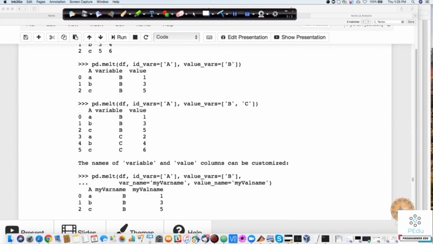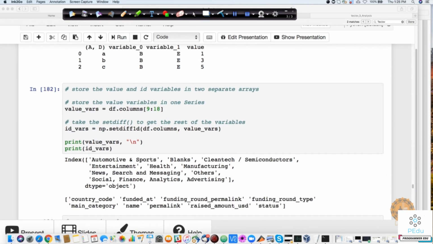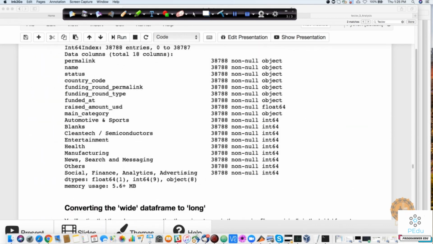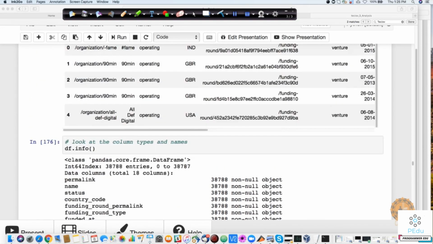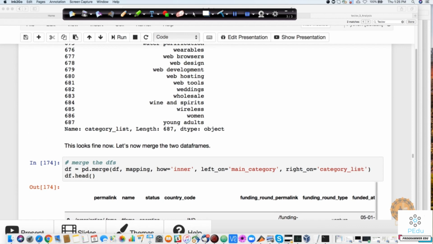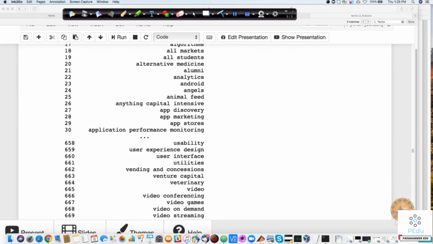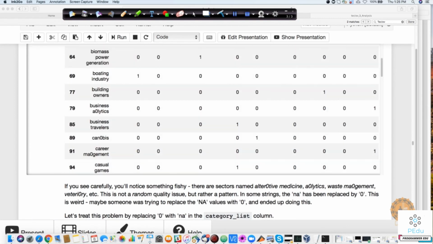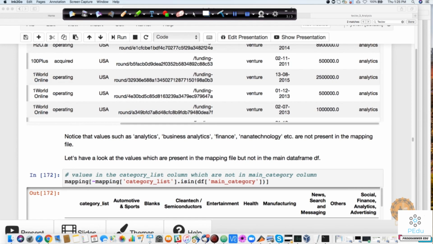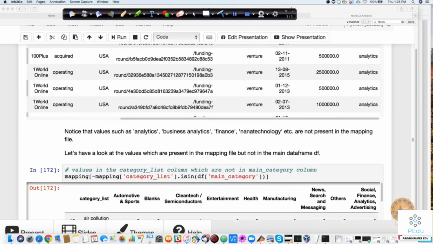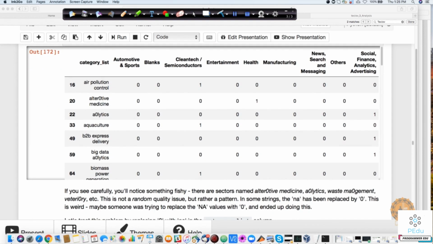But one thing which we have to again notice is, so let me first explain what you mean by a wide data frame, so that then we will understand what to convert to long. So if I go up and look at the mapping data, right now, look at this data. So this is my mapping data. But if you look closely, this data set is called a wide data frame. So let me explain what I mean.